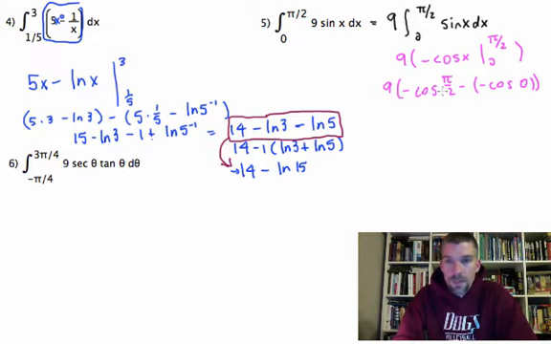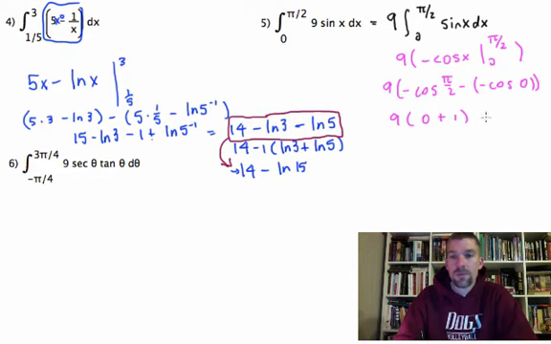So this works out. Cosine of pi over 2 is 0, so 9 times 0. And then negative pi over 2, negative times negative is positive. The cosine of 0 is 1. So I get 9 times 0 plus 1, or 9. Okay? Not too bad at all.